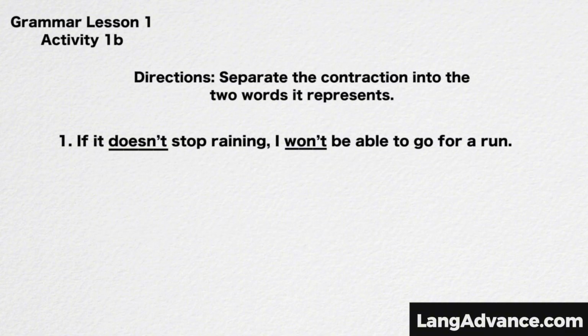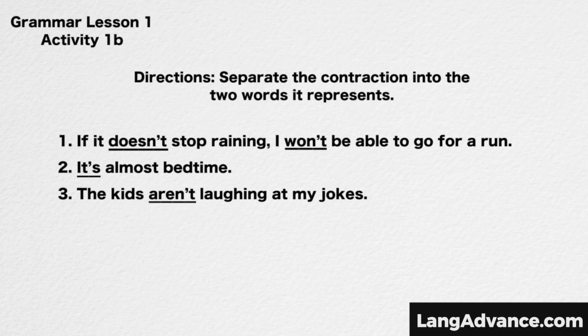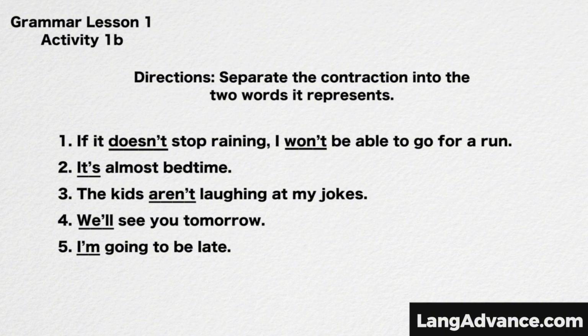Number 1, if it doesn't stop raining, I won't be able to go for a run. Number 2, it's almost bedtime. Number 3, the kids aren't laughing at my jokes. Number 4, we'll see you tomorrow. Number 5, I'm going to be late.